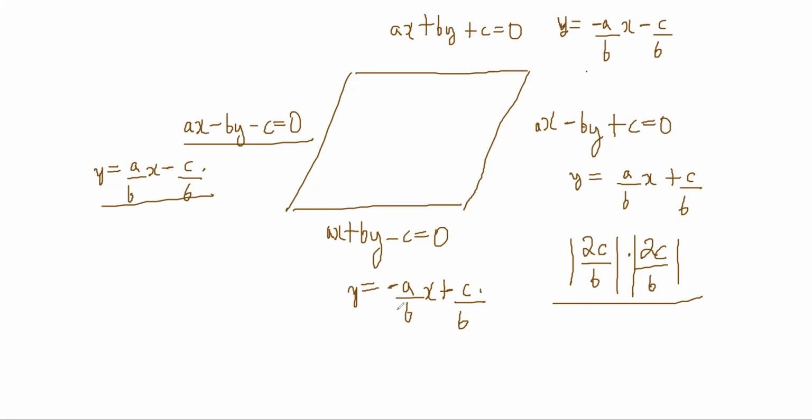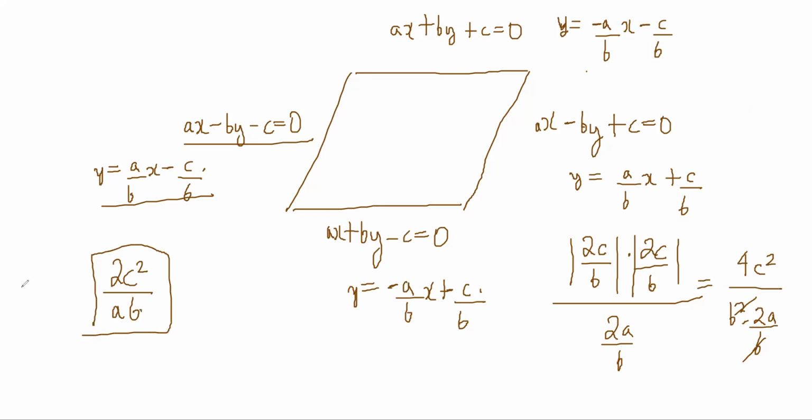So that is m2 is a by b and this is minus a by b, so 2a by b. So this becomes 4c square by 2a by b square, and 2a by b, so 2c square by ab is the area, right? Okay, so that is the answer for this one.